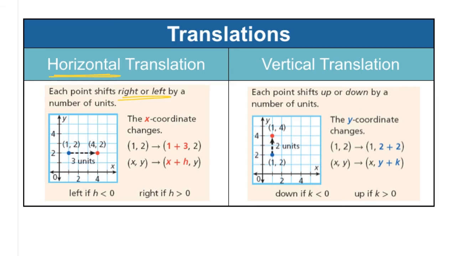Very similar over here for a vertical translation. Now we're going to move up or down, and in that case, just your y-coordinate changes. The x stays the same. And so symbolically, they're showing it as adding a value of k here. If k is greater than 0, then you're going to be moving up. And if k is less than 0, it's going to look like you're subtracting, and it's going to be moving down.